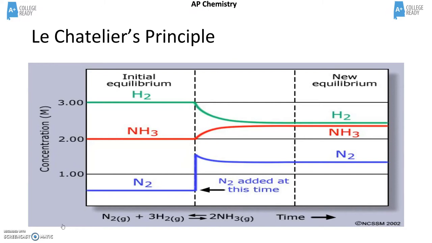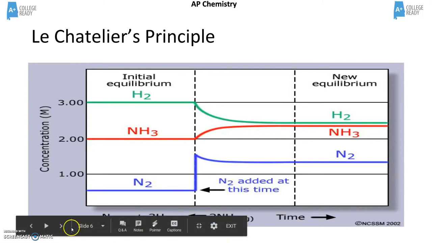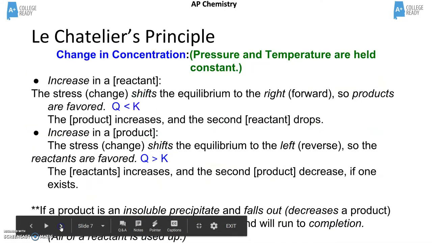Ammonia has a concentration of 2, because we're going to assume the coefficient of 2 is 2 moles per 1 liter, which would be a concentration of 2 molarity. And then nitrogen. When nitrogen has a 1 molar concentration and is added, notice this gigantic peak. But then as equilibrium is established, the hydrogen will still be above the ammonia, and the ammonia will still be above the nitrogen, based upon those coefficient concentrations of reactants and products.